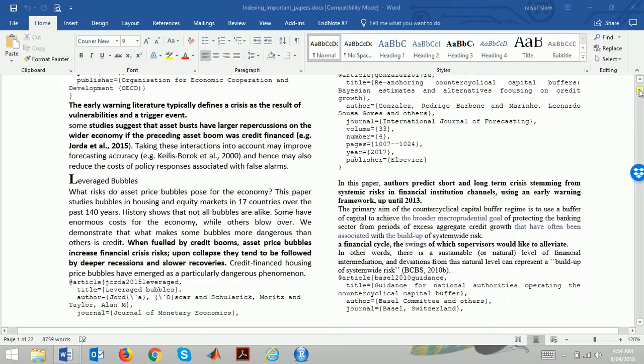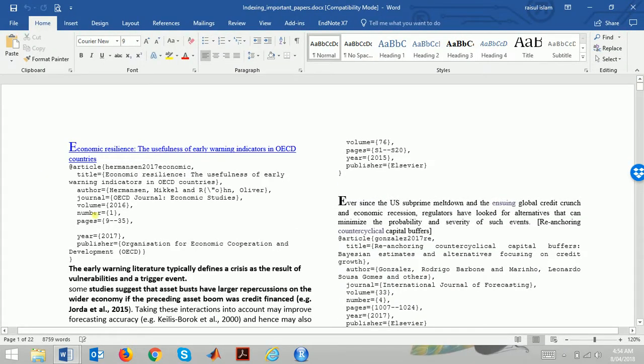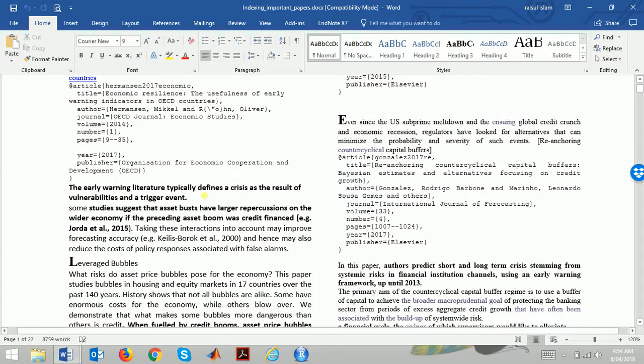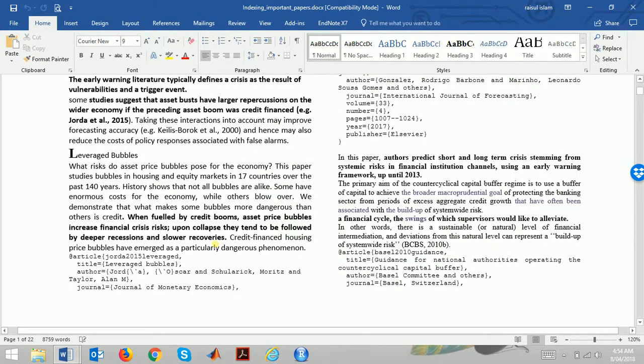Some good English from some good literature. The early warning literature typically defines a crisis as the result of vulnerabilities and a trigger event. Some studies suggest that asset busts have larger repercussions on the wider economy if the preceding asset boom was credit financed. When fueled by credit booms, asset price bubbles increase financial crisis risks. Upon collapse, they tend to be followed by deeper recessions and slower recoveries.